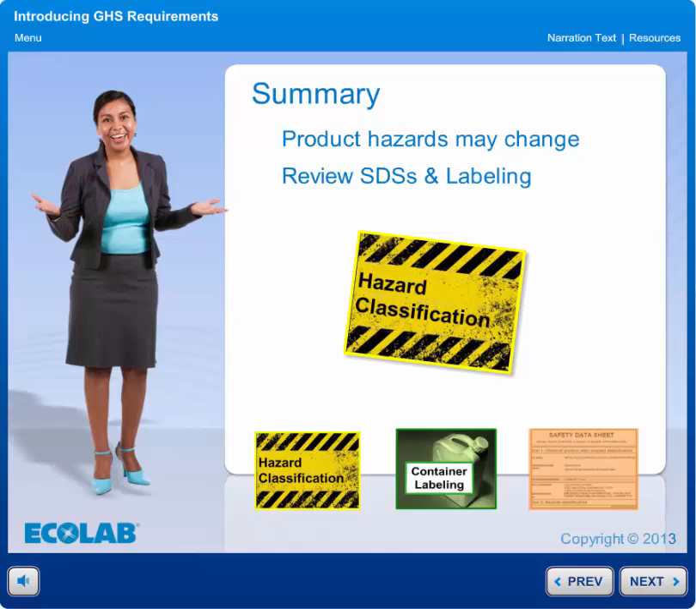In this section, we explored the hazard classification requirements of the GHS regulation. Some product hazards may change. Reviewing the labels and the safety data sheets for all the products you encounter is important, and the topics of the next couple sections.